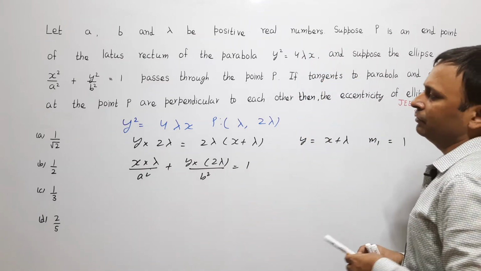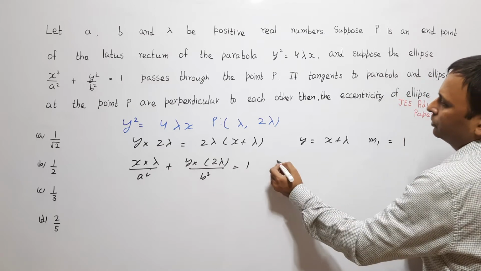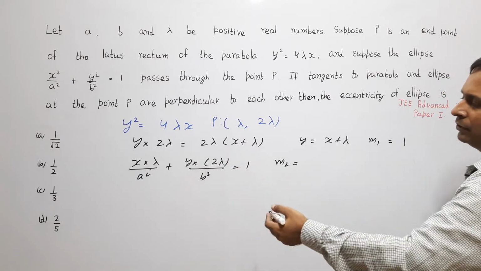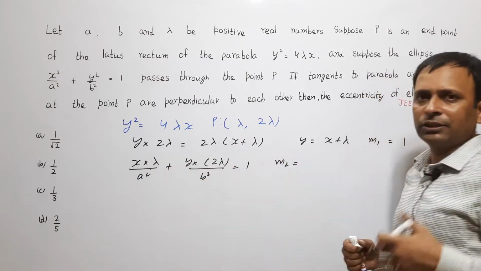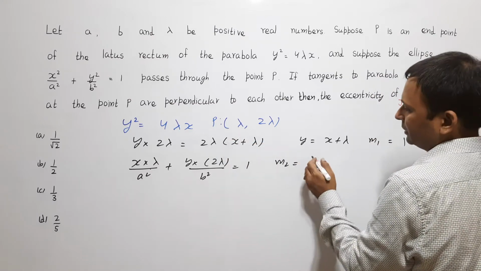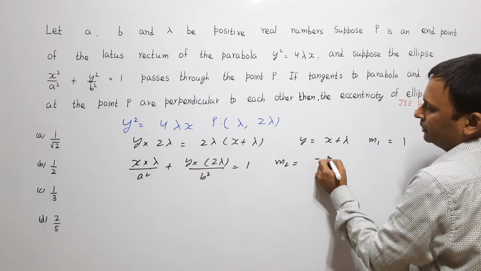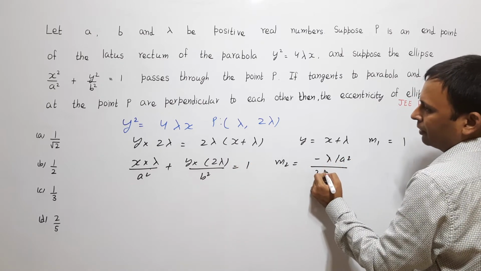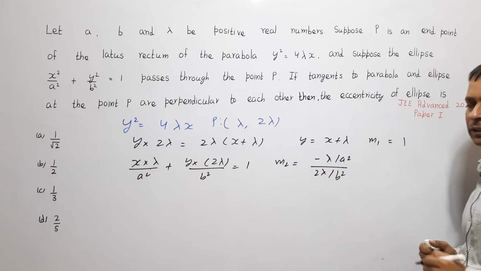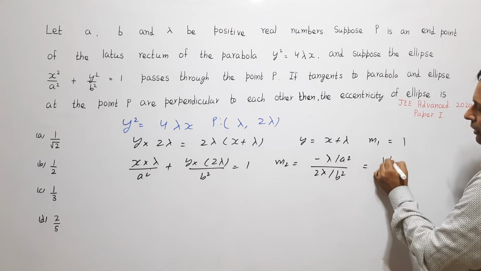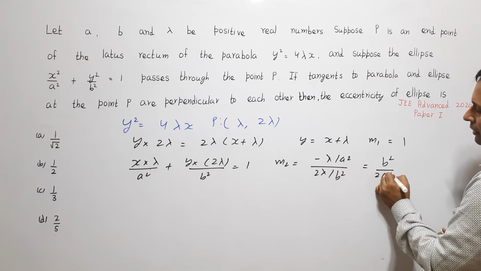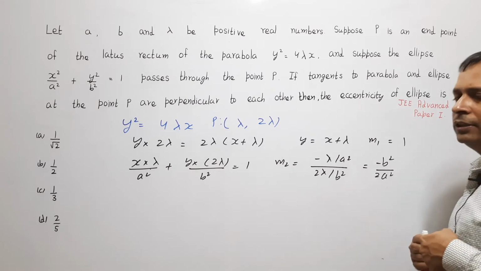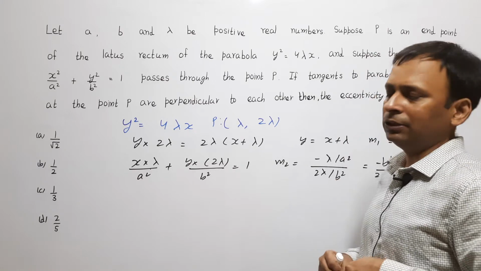Now what we can do is find the slope of the tangent. So the slope of the tangent, if I write it as m2, will be given by, since it is of the form of the equation of a straight line ax plus by equal to c, the slope is given by minus a by b. That means negative of the coefficient of x, which is lambda upon a square, divided by the coefficient of y, which is 2 lambda upon b square in this case. So lambda gets cancelled out, b square goes up, and we get 2a square in the denominator with the minus sign. So this would be the slope of the tangent to the ellipse.